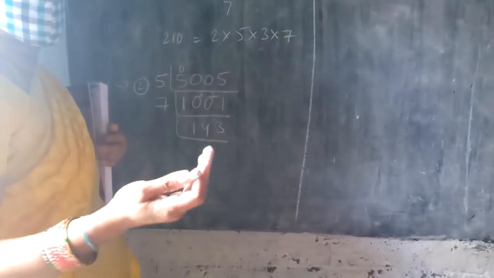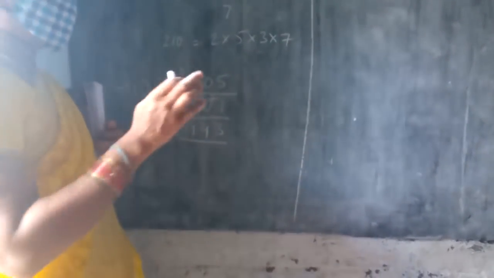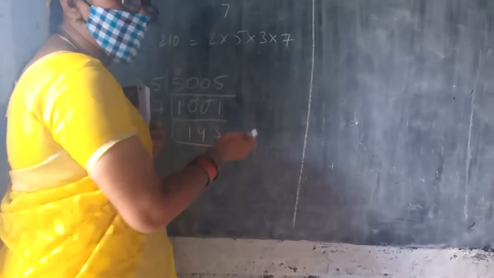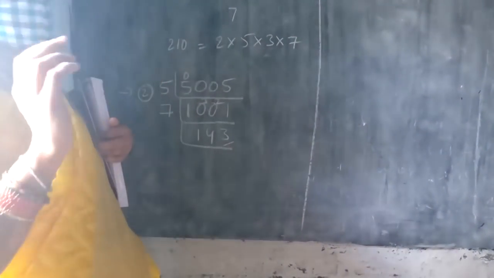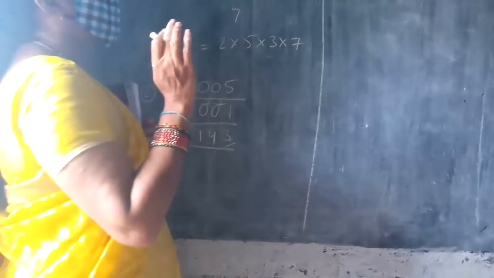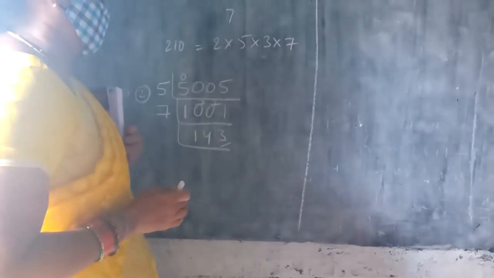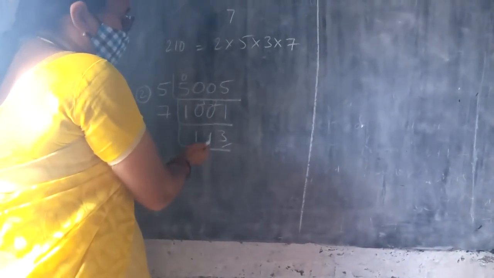What is the next prime number? 5. 143 is not divisible by 5, because the ones place digit must be 0 or 5. So what is the next prime number? 7. 7 is also not divisible.